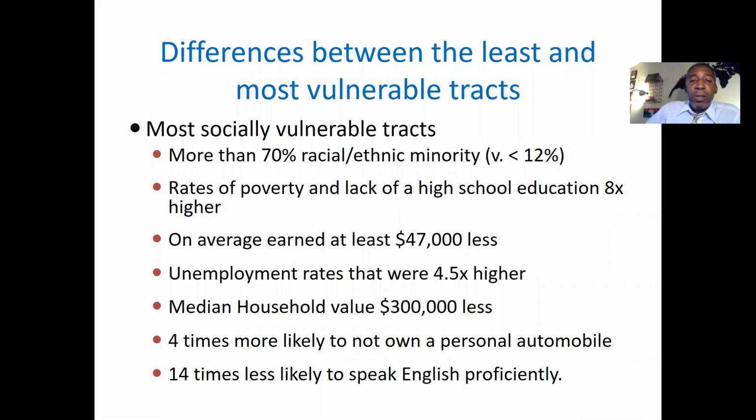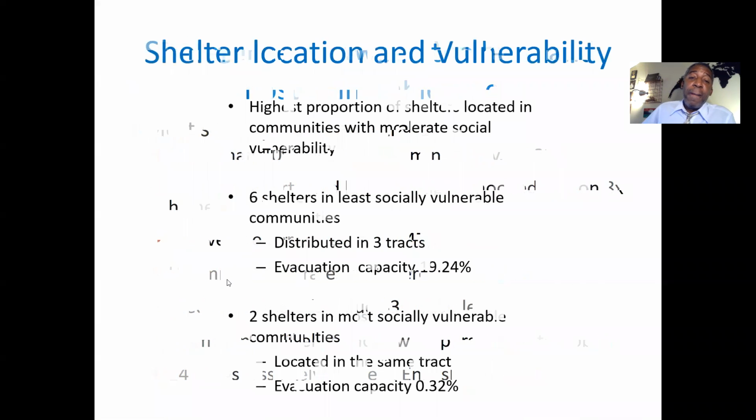So here are some of the disparities that we saw. The most vulnerable tracts were 70% people of color, with much higher rates of poverty, much lower income, $47,000 per year less, and an unemployment rate that was higher by 4.5 times. The median household value was $300,000 less than the least vulnerable tracts, they were 4 times more likely not to have a car, and 14 times less likely to speak English proficiently.